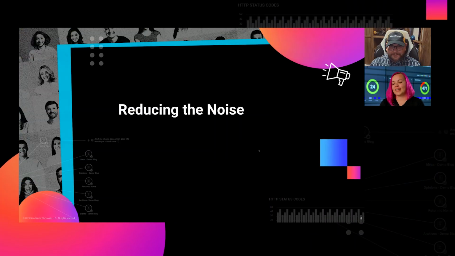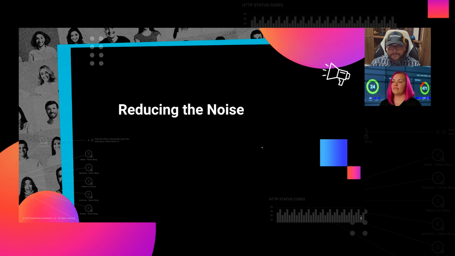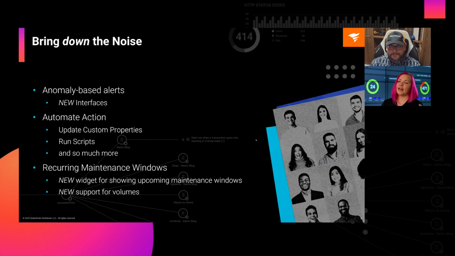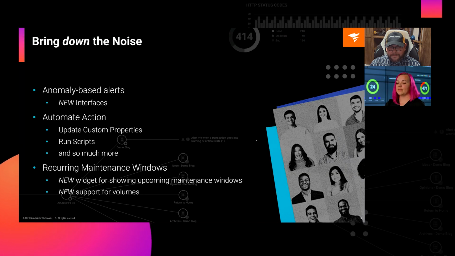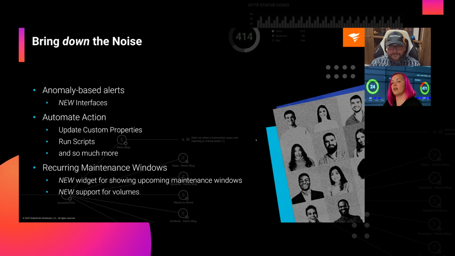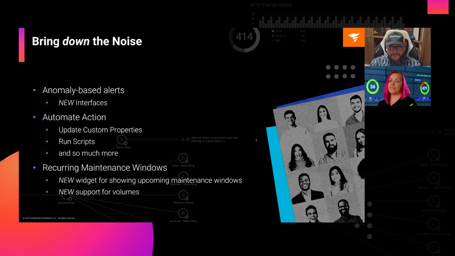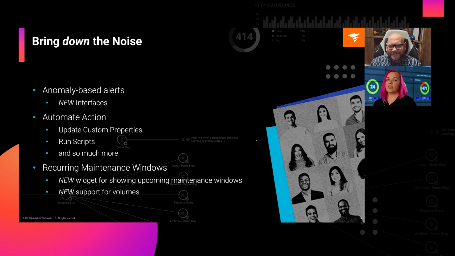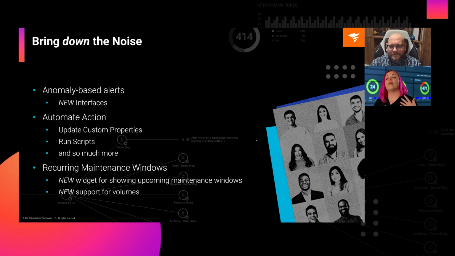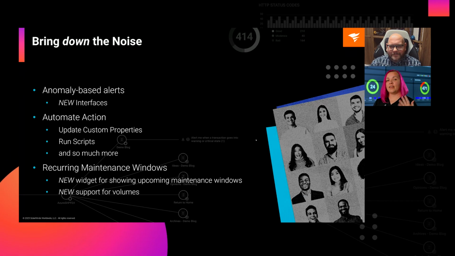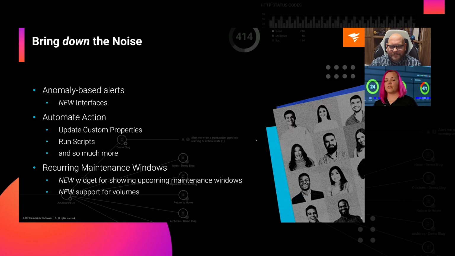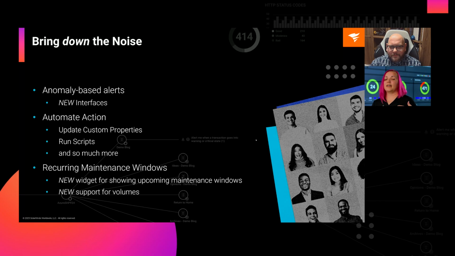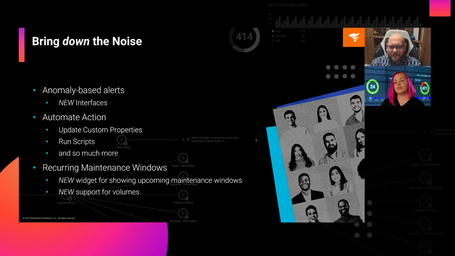And then the last segment we're going to talk about is reducing the noise. So we talk about alerting a lot. We want to bring down the noise. And some of the ways that you can do that are anomaly-based alerts, which we've been over before. We've had them for a while now for nodes, and then we added volumes in the new RC, also adding interfaces. So there's even more statistics. You can see we're continuing to grow that. So you can reduce the amount of alerts that you're getting for things. And we'll go through that as well in the demo.